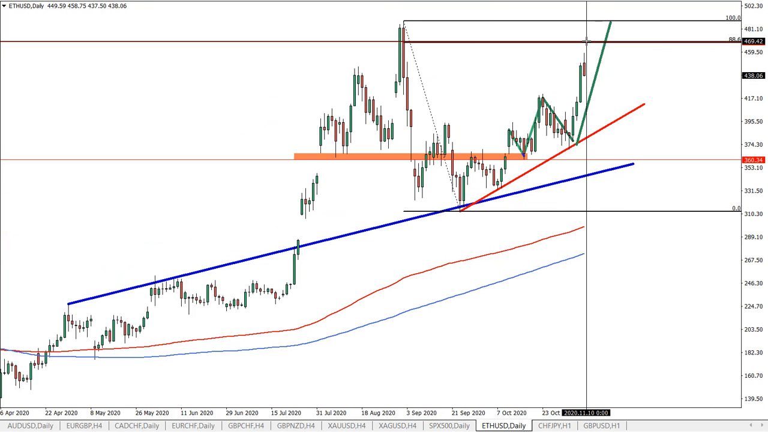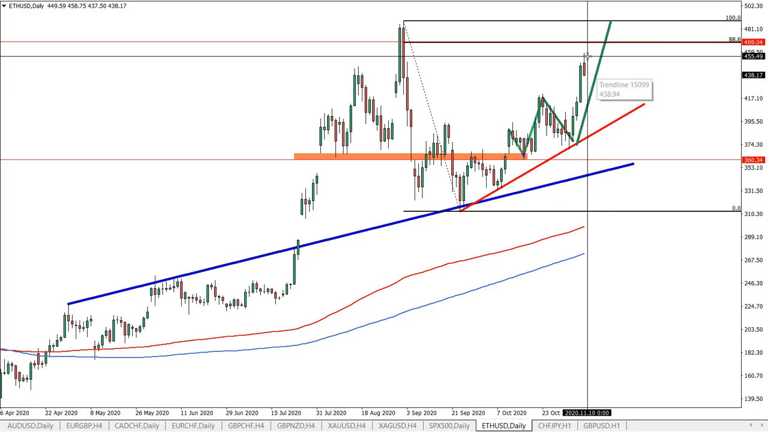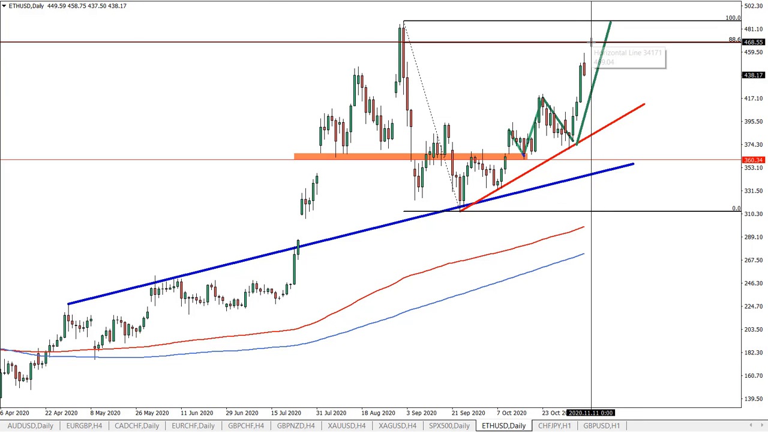Ethereum approaching the resistance, the key upside resistance, although it hasn't been tested. So maybe we will test it at some point this week. So far, it's still an uptrend.